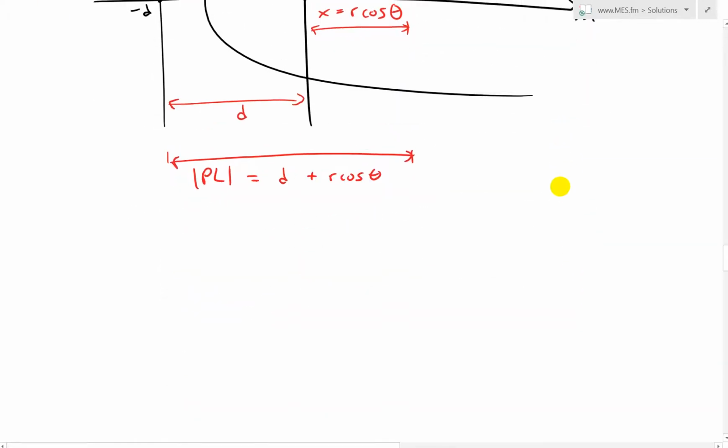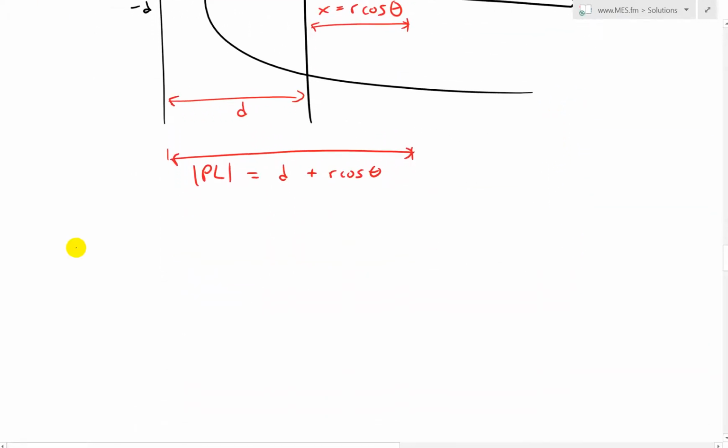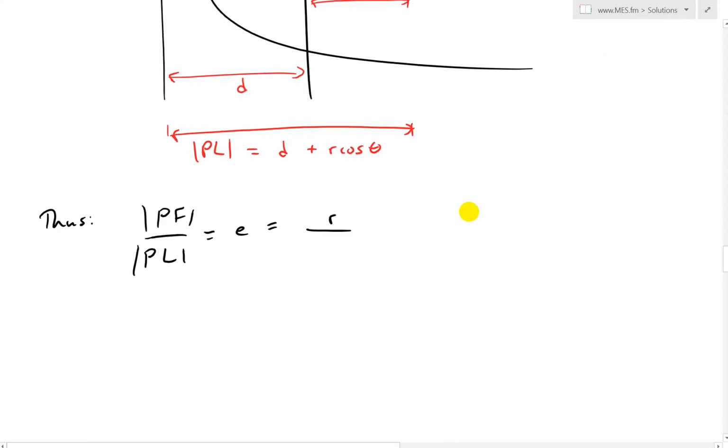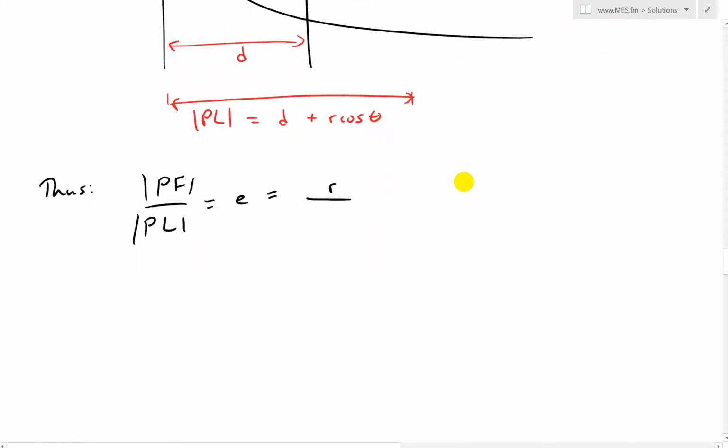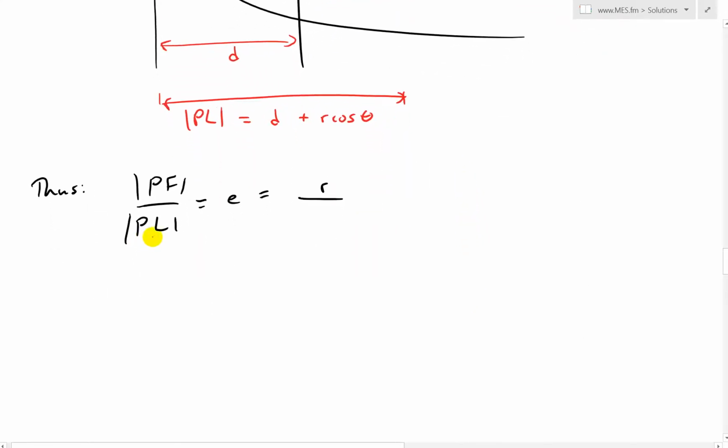Likewise as above, we can now write the ratio. So the ratio is PF over PL, and this equals E. PF is just R. It always is going to be R in polar coordinates, when the pole is the origin right there, where the focus is located. And then PL is going to be D plus R cosine theta.